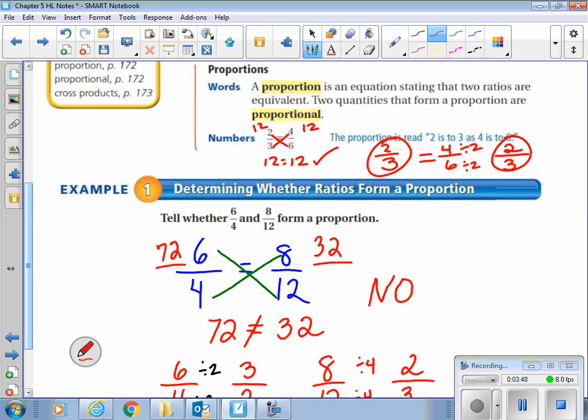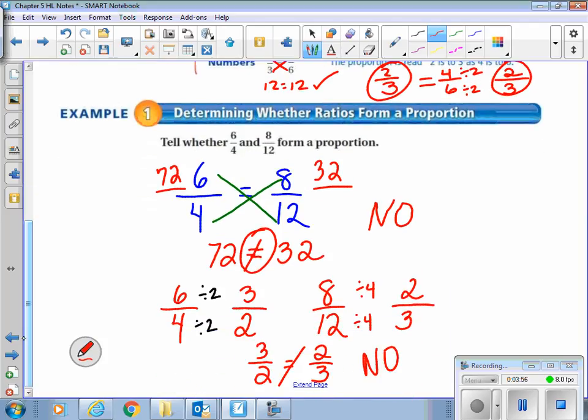products. If they're the same, yes, it's proportional. If they're not the same, no, it is not a proportion. And the second way of doing it would be to simplify the fractions that you're given. If they do not equal the same fraction simplified, then they again are not a proportion.